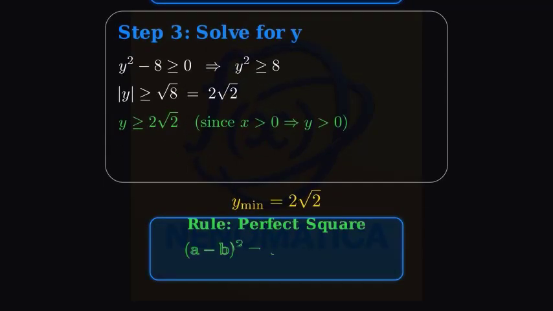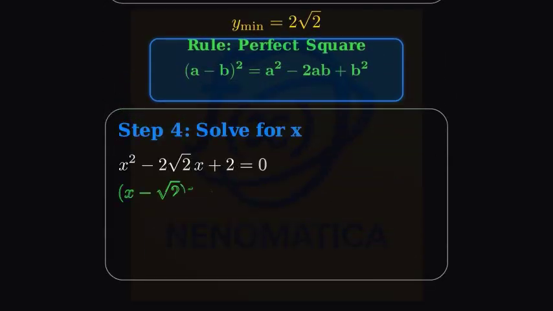Step 4. Substitute y equals 2 times the square root of 2 into the quadratic. We get x squared minus 2 root 2 times x plus 2 equals 0. This is a perfect square. Quantity x minus root 2 squared equals 0. Therefore, x equals root 2. The function attains its minimum value 2 times the square root of 2 at x equals root 2.